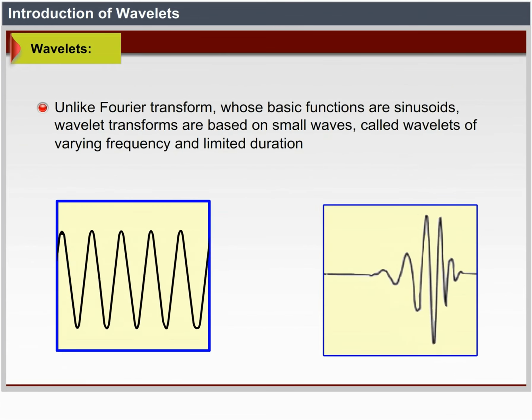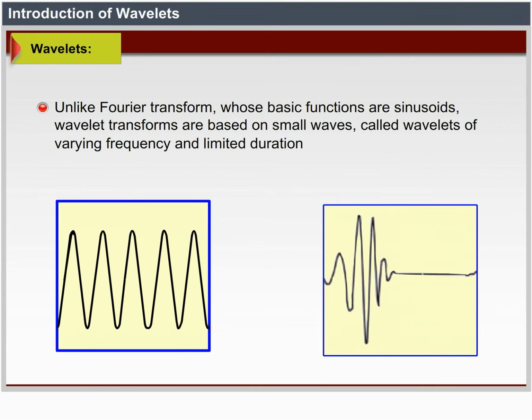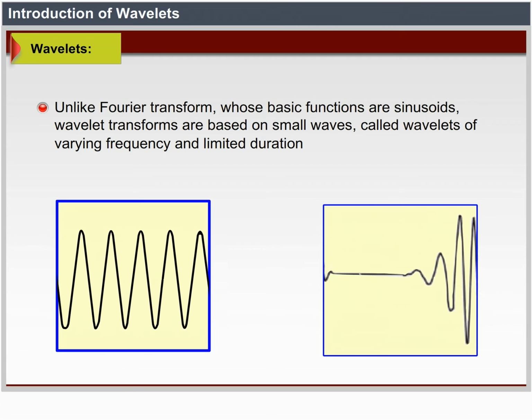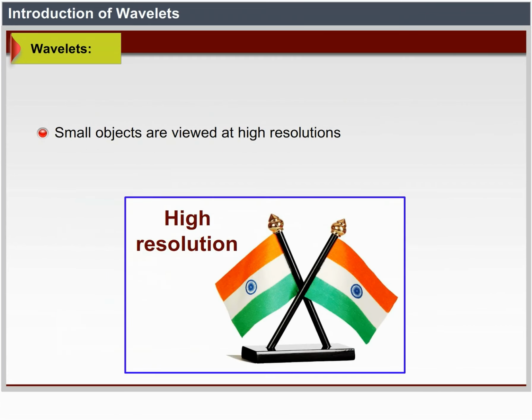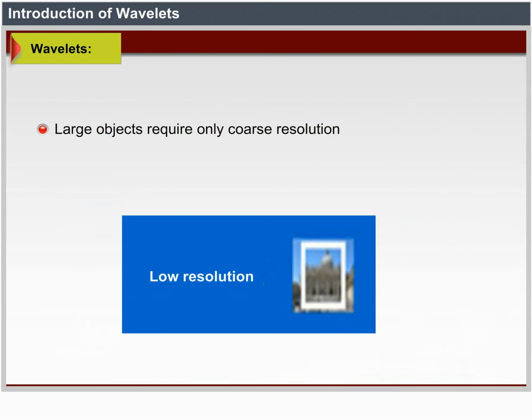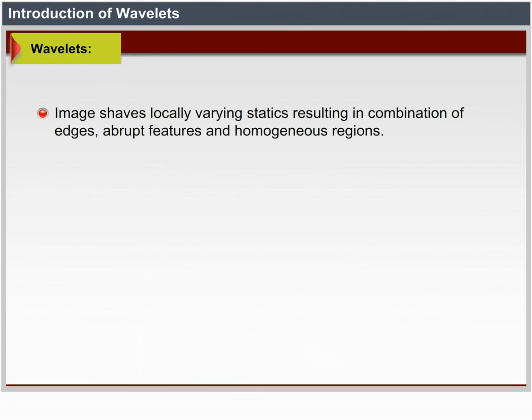Unlike the Fourier transform, whose basis functions are sinusoids, wavelet transforms are based on small waves called wavelets of varying frequency and limited duration. Small objects are viewed at high resolutions. Large objects require only a coarse resolution. The resulting wavelet image is a combination of edges, abrupt features, and homogeneous regions.